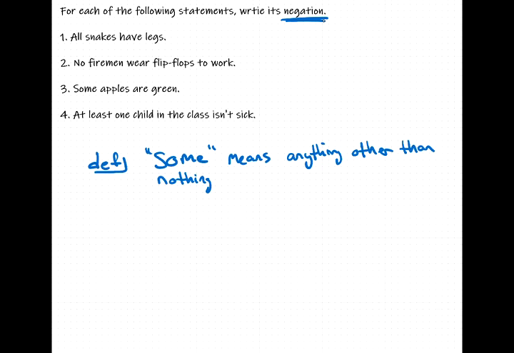Okay, so intuitively, you could think of the negation as being the opposite. What's the negation of all snakes have legs? You might think immediately, no snakes have legs.